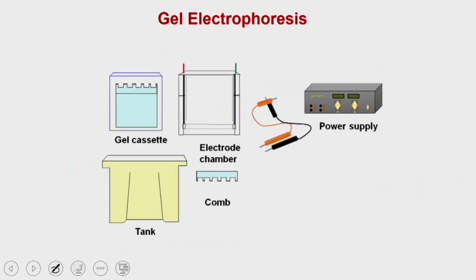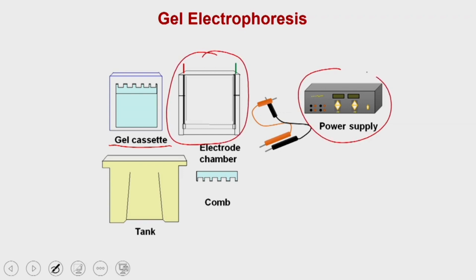Vertical gel electrophoresis has multiple components such as the gel cassette, the electrode chamber, and the power pack or power supply unit. The purpose of the power supply unit is that it allows you to supply the current of the positive or the negative charges. Then you have the tank, the comb to prepare the wells, and the gel cassette, so that you can cast the gel of your choice.